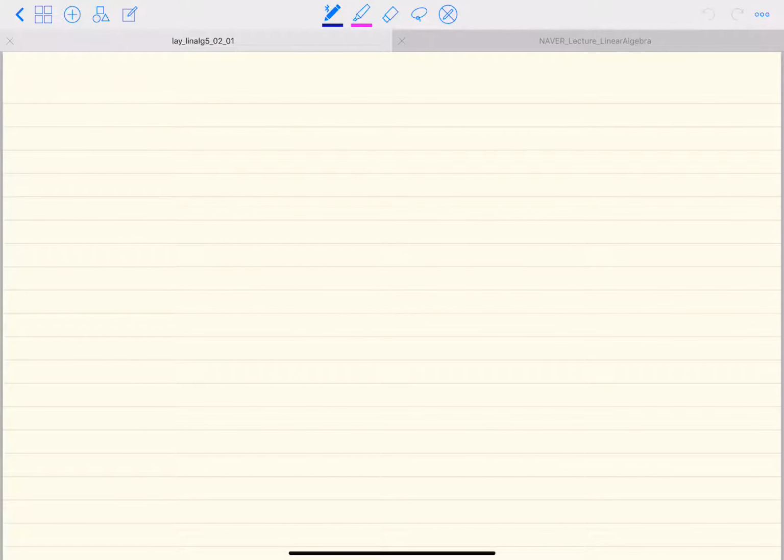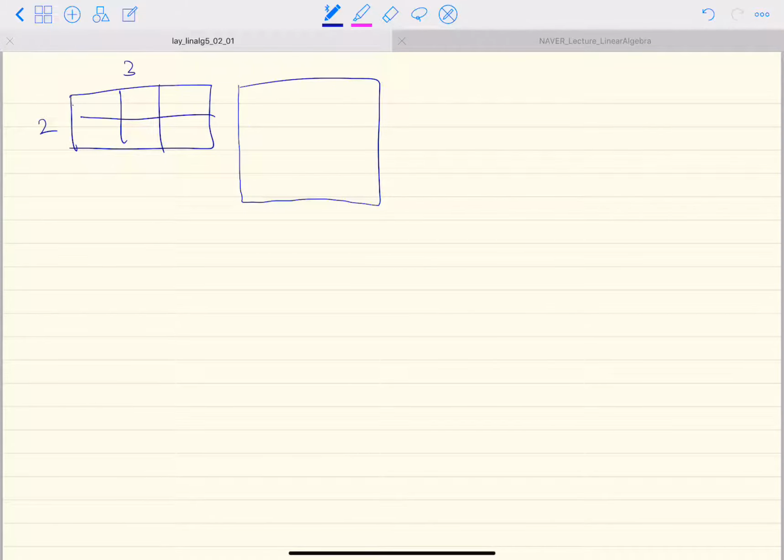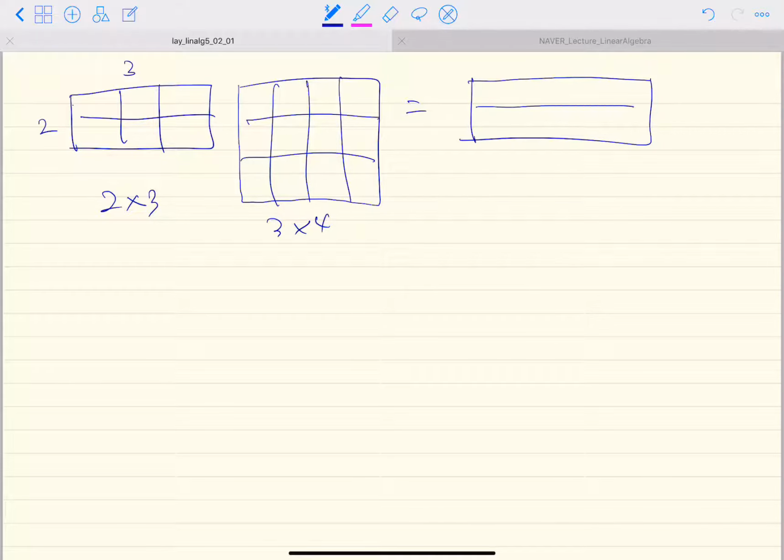So in this case, let's think of the matrix A as a 2 by 3 matrix, and B maybe 3 by 4. Let's think of the product of these two matrices as a completely zero matrix. Let's think of the size of this zero matrix. Since it's 2 by 3 and 3 by 4, the result will be 2 by 4, and all entries are 0. So this is a zero matrix.